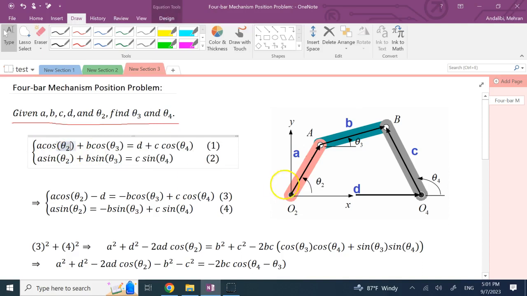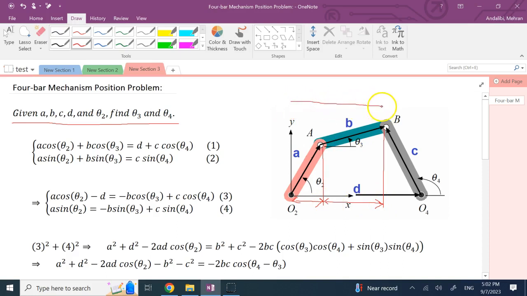A cosine theta is basically what? It's the delta x of this member, right? So if you project it, that's this distance. This is A cosine theta 2 plus B cosine theta 3, which is this distance here, right? This is equal to, so that's the total delta x going from what to what? Going from O2 to B. One way is to add these two together.